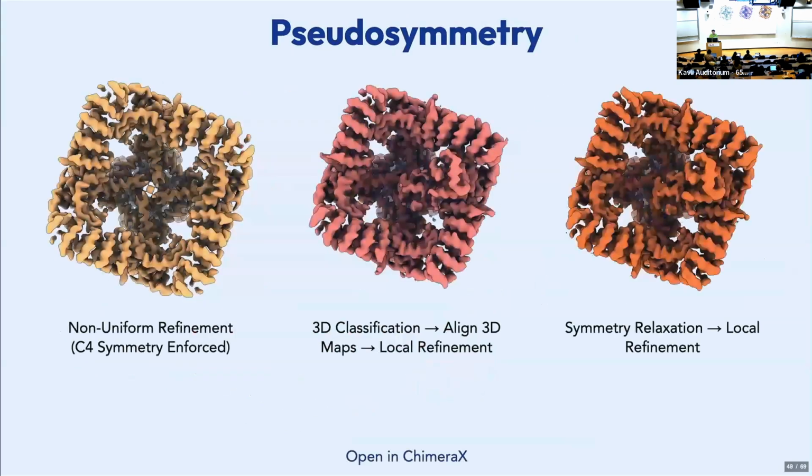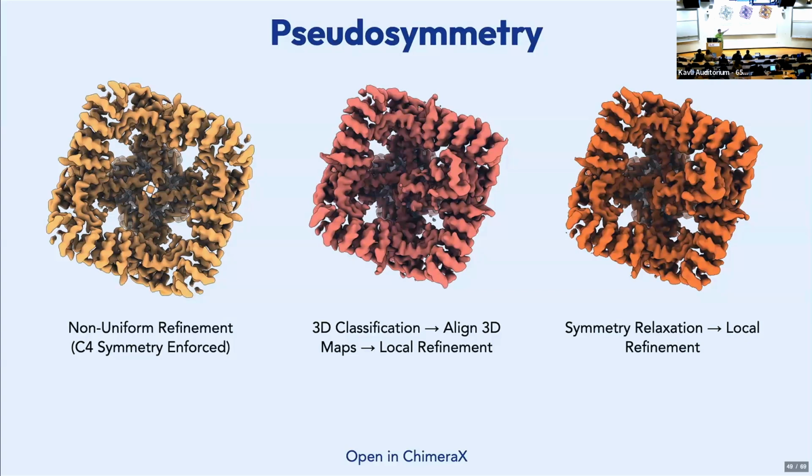So here are the three techniques that I showed to solve this problem. Imposed C4 symmetry. That's what caused the problem in the first place, right? We had this floating little blob in the middle, which is not real. Okay? We could use 3D classification to separate all these particles into class A, B, C, or D, depending on where the calmodulin is, rotate the volumes to match each other and bring the particles with them, group them back together, and refine them. Or we can use symmetry relaxation, followed by local refinement, to take advantage of the fact that we know the symmetry, one of those symmetry-related poses is the right one, right?